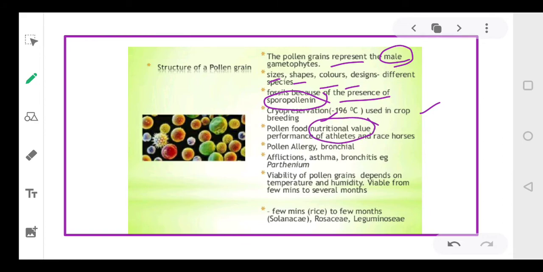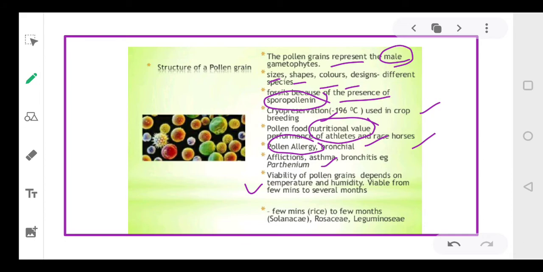That is why they help in increasing the performance of athletes and race horses. But in some cases, pollen allergy has also been observed in a few people, like people who have asthma and bronchial infections. So in that case, it also causes allergies in certain people. The viability of the pollen grain depends upon the temperature and humidity.